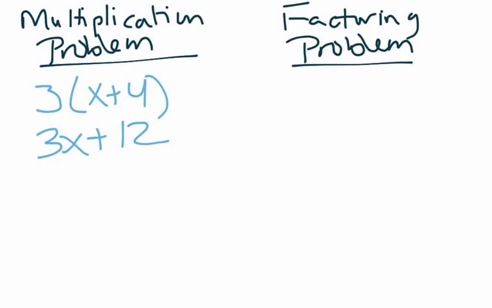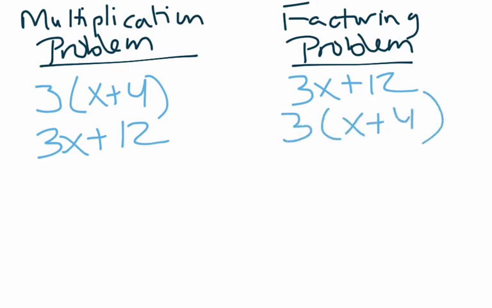A factoring problem would go in the opposite direction. So you would start with the 3x plus 12, and then you'd ask yourself, what 2 things got multiplied together to give me that? And so you would look, and hopefully you'd recognize that that would be the 3 and you would do this. Now I want to point out a couple things.